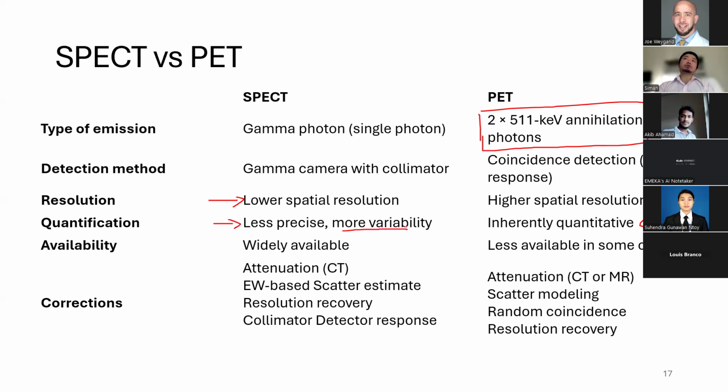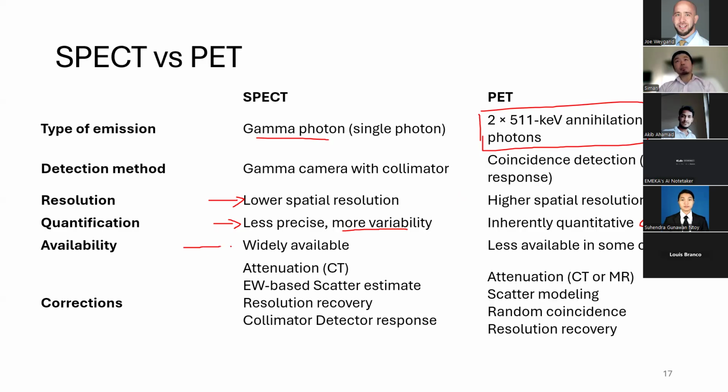It's just because you have so many combinations, right? You have gamma photons that are sometimes 140 keV, sometimes 200-something, sometimes 300, and then you have collimators: low energy, medium energy, and high energy. And so it involves a lot of manual calibrations in order to achieve quantification.